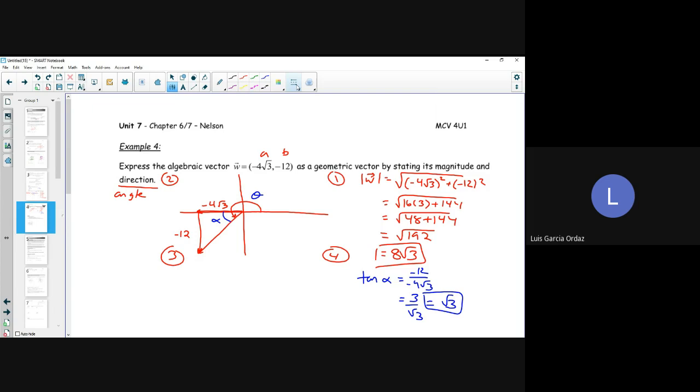So according to our special triangles, I can now say that beta is equal to 60 degrees, which means that my theta value is equal to 180 plus 60, which gives me my principal angle of 240 degrees. So therefore, vector W is equal to 8 root 3 units at 240 degrees.